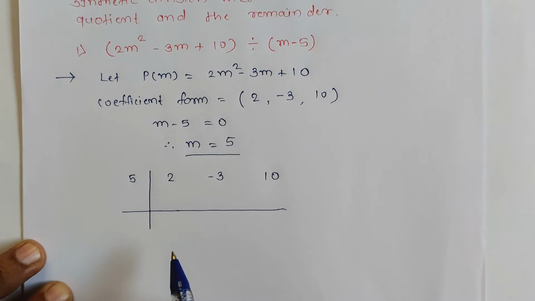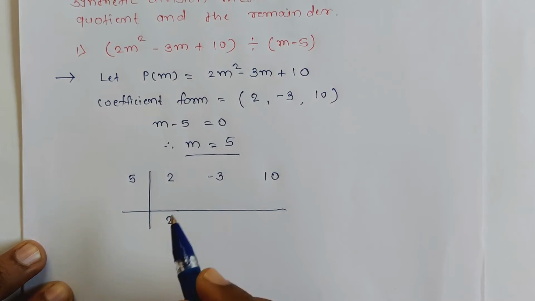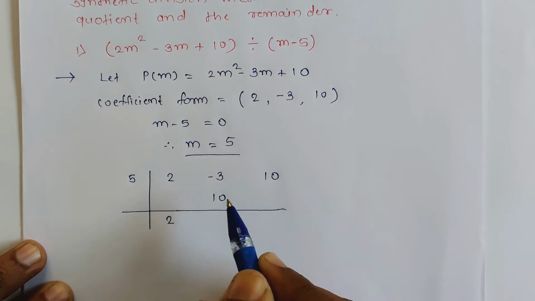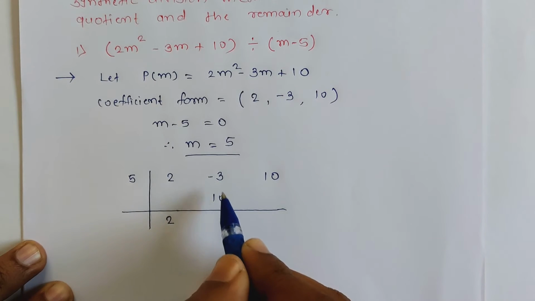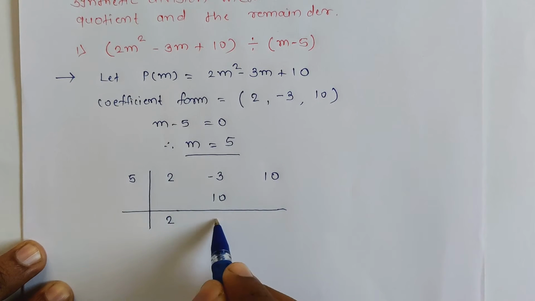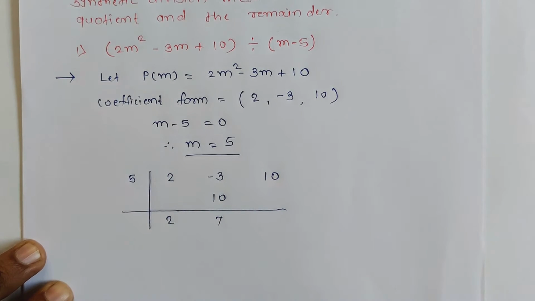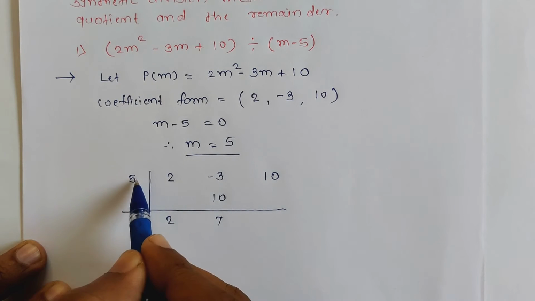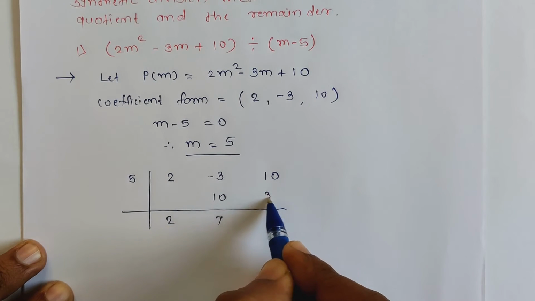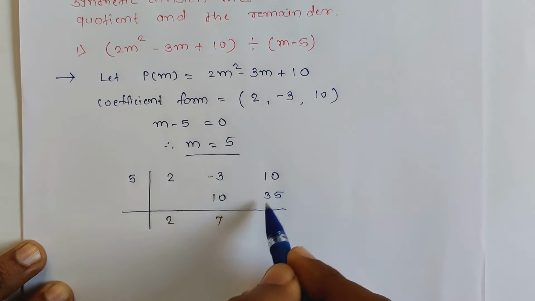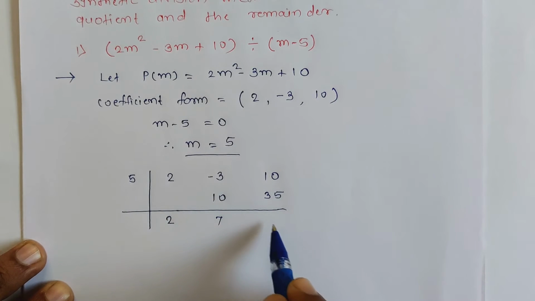Now to start the division, firstly we take 2 as it is. Then we take the product of 2 and 5, that is, 5 2s are 10. Now we add these two, minus 3 plus 10; the answer is plus 7. Again take the product of 7 and 5: 7 5s are 35. And again we add these two, 10 plus 35, that's 45.